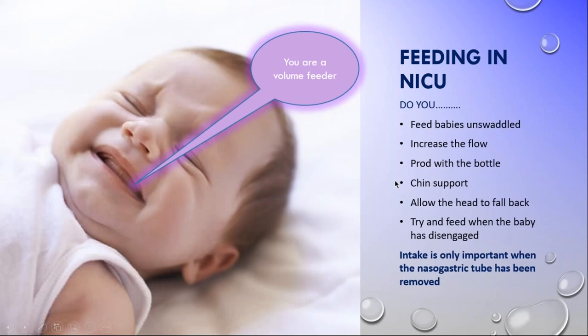So, do you feed babies unswaddled? Do you like a big hole to feed them with? Do you prod with the bottle? Do you move it in and out, in and out, instead of holding it up against the palate? Do you use chin support? Do you allow the head to fall back? And do you try and feed a baby if it has disengaged? If so, you are not feeding correctly. And are you a volume feeder? So in your unit, do we chase volume?